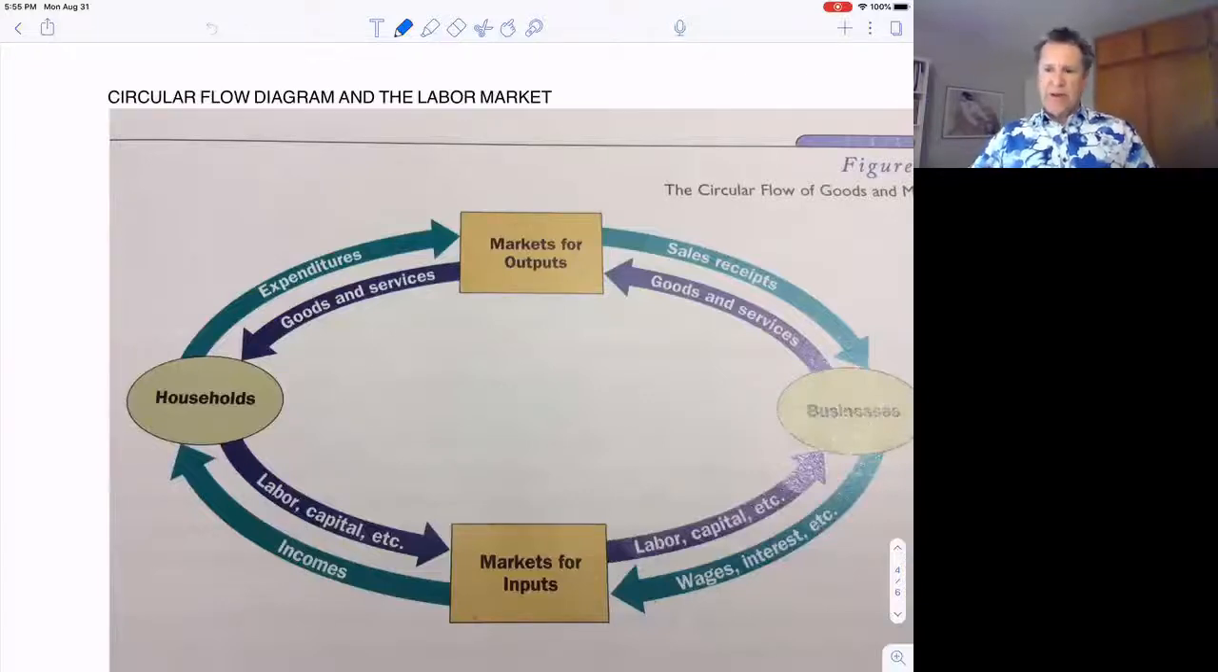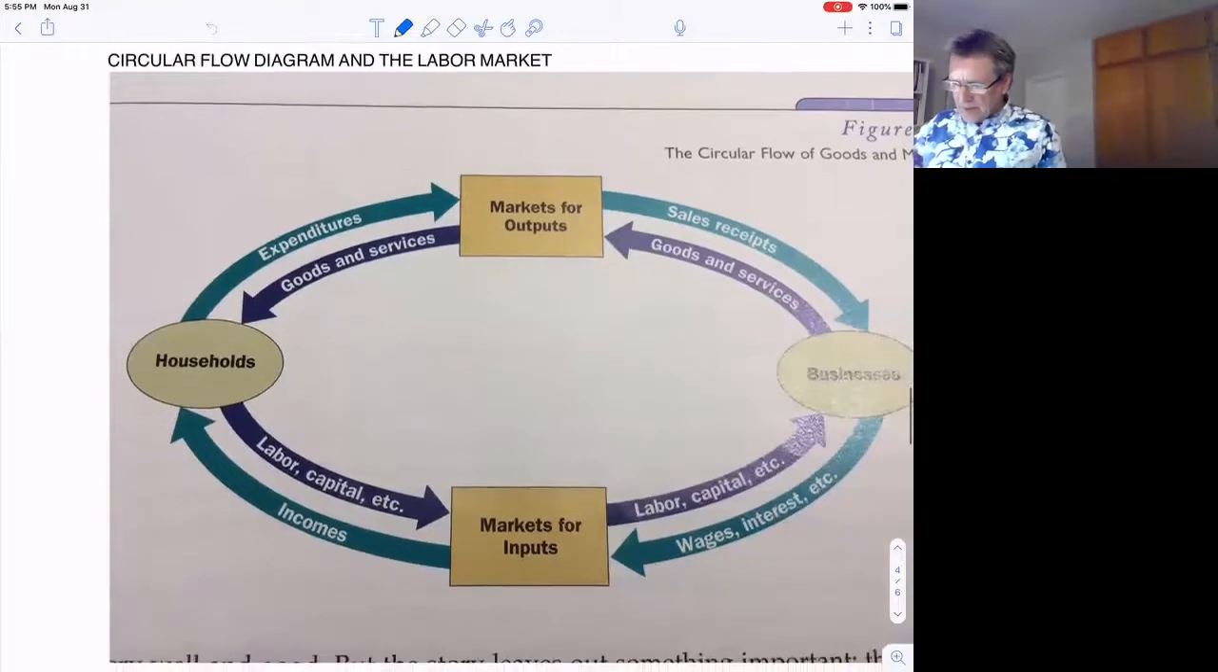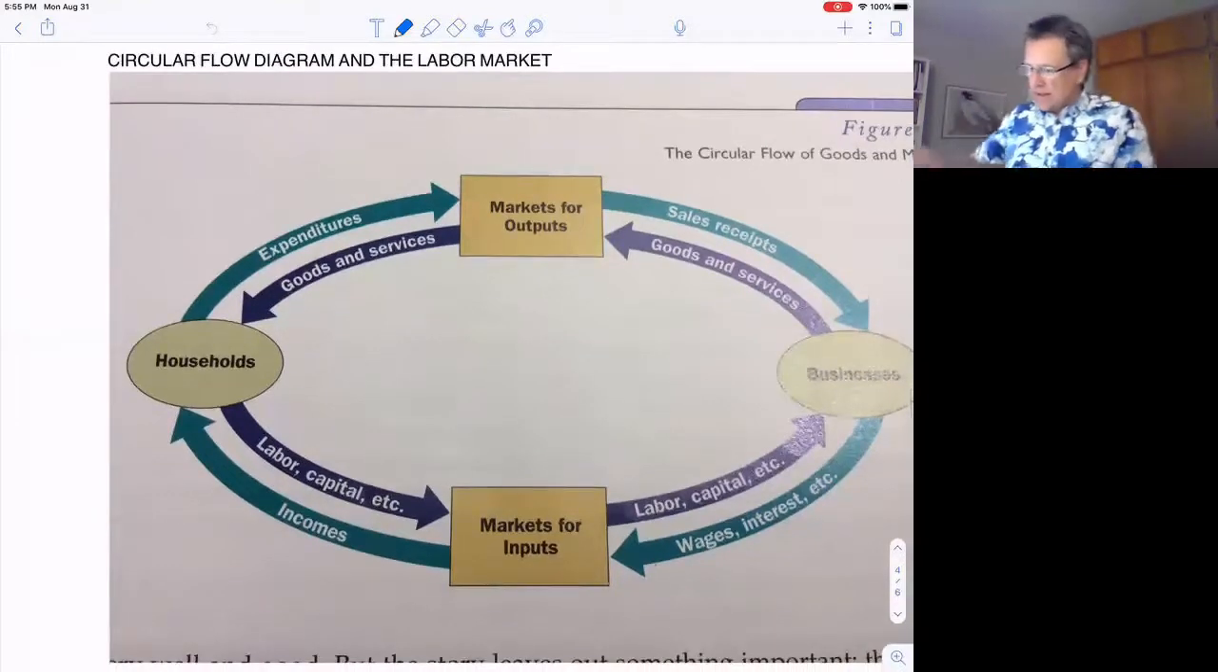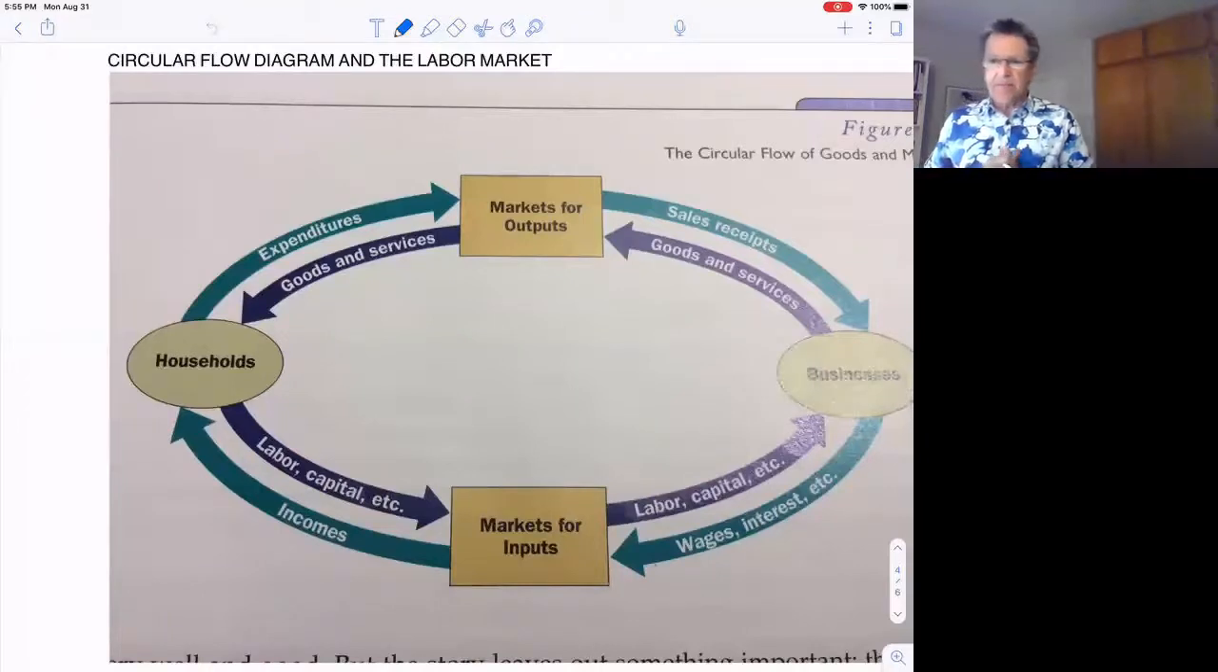What I want to do in this video is go over a labor market model using supply and demand, a more traditional classical model of using supply and demand to make analysis of the labor market. So go back to this circular flow diagram that we went over and the very simple model of the economy.